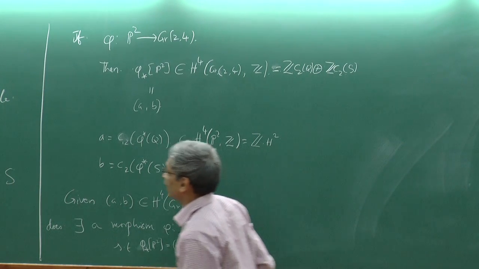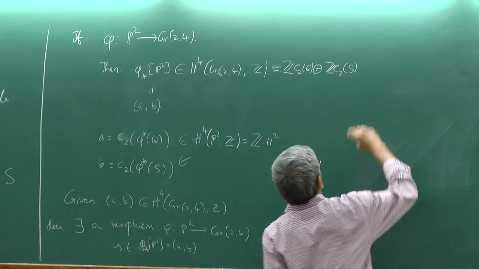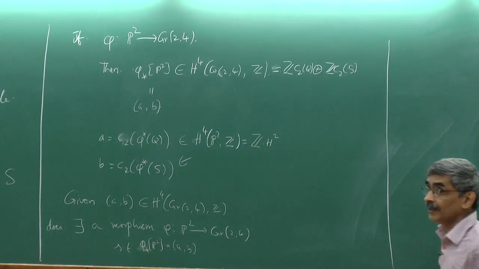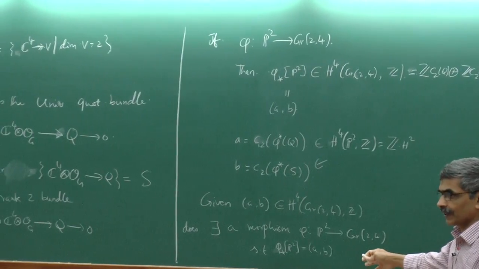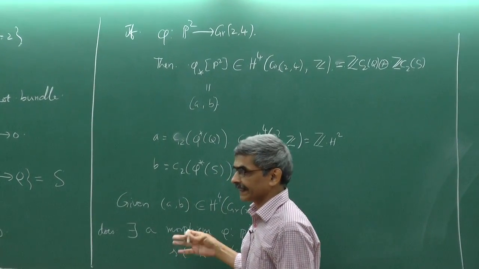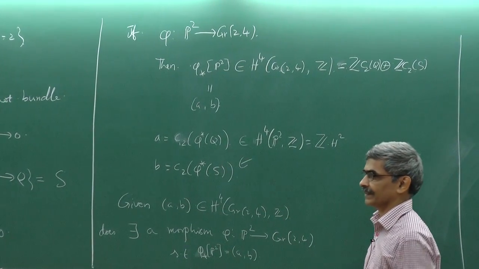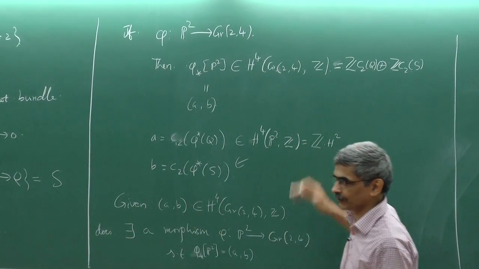Unlike in the case of P1 to P2, where everything is represented, here it has to satisfy the following condition. So first of all, this question has a negative answer in general, given this A, B. So A, B has to satisfy some condition. That's what I'm going to write.